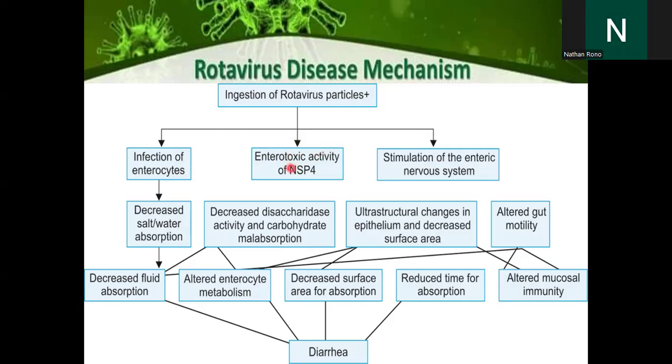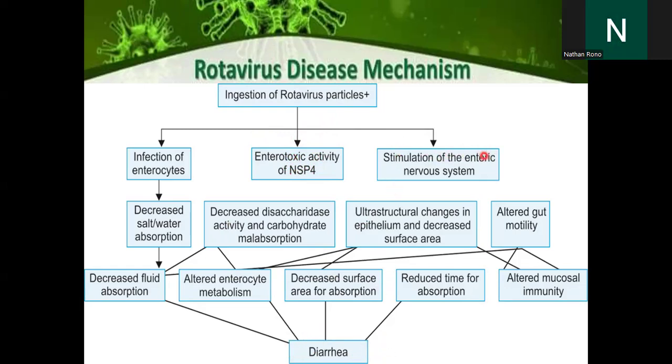Enterotoxic activity of NSP4. NSP4 is enterotoxic, meaning that the virus produces it as a form of toxin. This NSP4 will go and cause damage to the enterocytes, causing diarrhea. So that's the main cause here, diarrhea. As you can see in this flowchart, what you want to cause is diarrhea.